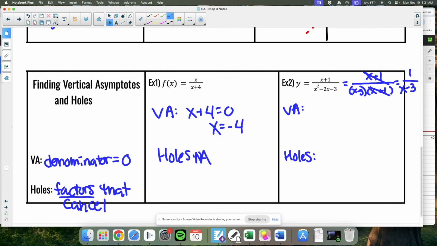When you're looking for your vertical asymptotes, you want to use the final version of it. So looking at the final version of it, instead of having x squared minus 2x minus 3 in the denominator, now it's x minus 3 in the denominator. So then where would our vertical asymptote be at? 3.